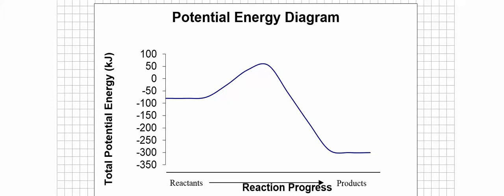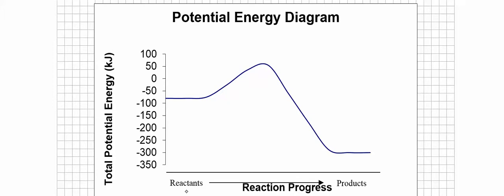This is a potential energy diagram. What do we mean by potential energy? Well, we mean essentially energy that is held in bonds. So every chemical, every molecule has within its bonds energy that we call potential energy. That energy over the course of a chemical reaction is released.